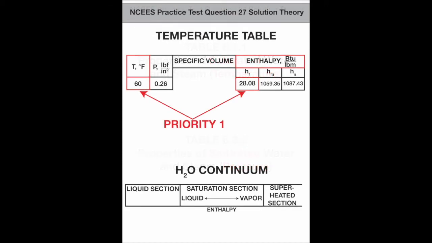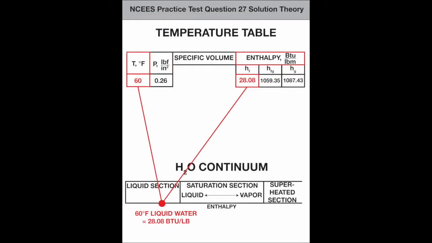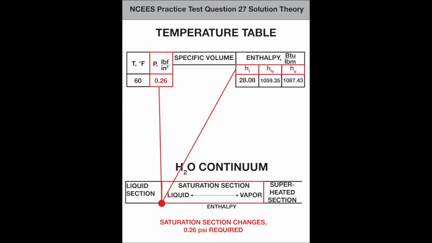For the temperature table, priority 1 is liquid at a given temperature has only one enthalpy value. Priority 2 is saturation of the liquid at that enthalpy has only one pressure. So, 1. 60-degree liquid water has an enthalpy of roughly 28. 2. If this liquid were saturated, then it would be at a pressure of 0.26.